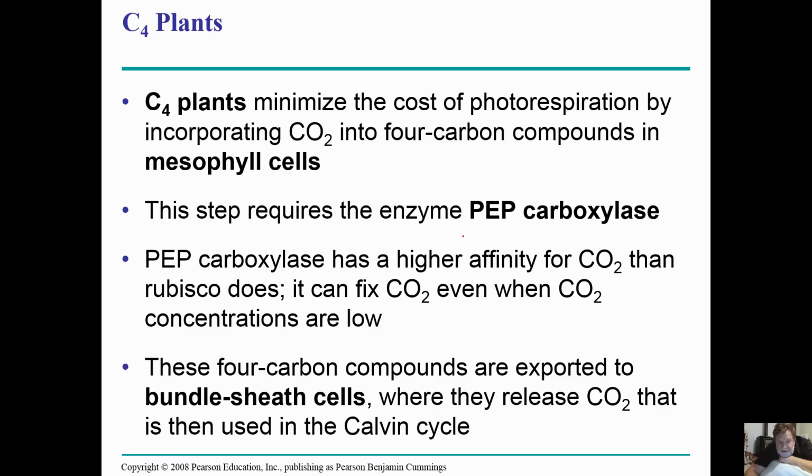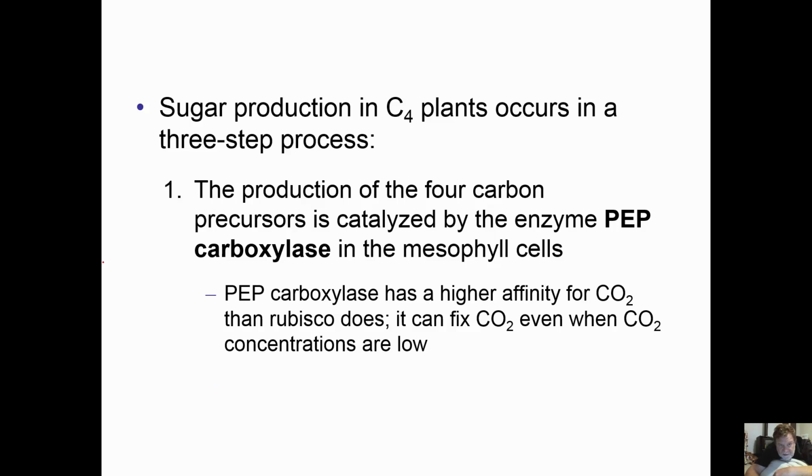C4 plants minimize the loss from photorespiration by incorporating carbon dioxide into 4-carbon compounds in the mesophyll cells. This step requires the enzyme PEP carboxylase. PEP carboxylase has a higher affinity for carbon dioxide than rubisco does. It can fix CO2 even when CO2 concentrations are low. These 4-carbon compounds are exported to the bundle sheath cells, where they release carbon dioxide that can then be used in the Calvin cycle. So let's look at sugar production in C4 plants occurring in a 3-step process.